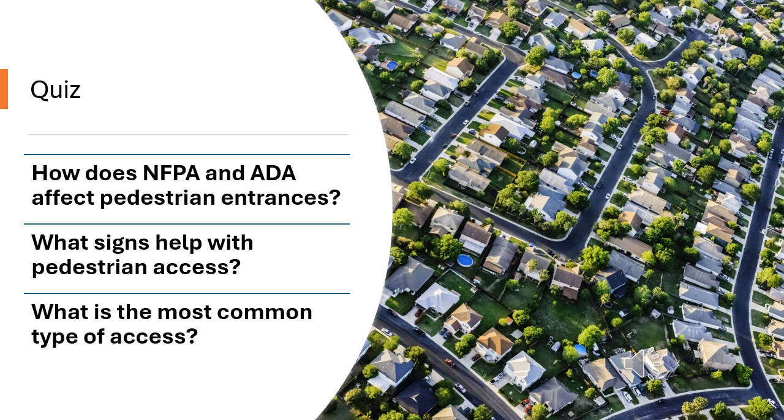First question: how does the National Fire Protection Act and the Americans with Disabilities Act affect the pedestrian entrances? In your country, you may not have this law, but you may have a law that is applicable or similar to the same laws that they have here in the United States. Second question: what signs help with pedestrian access? Third question: what is the most common type of access? Now we're talking about access that's leading to a property. What type is the most common?